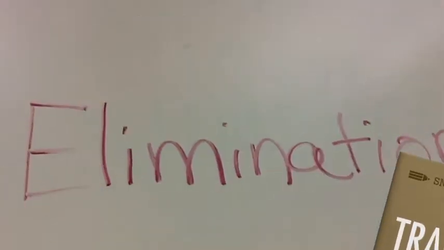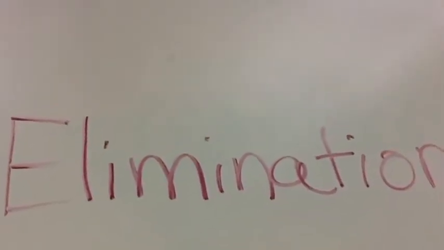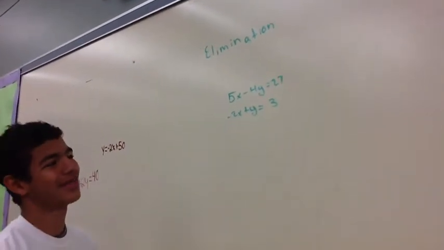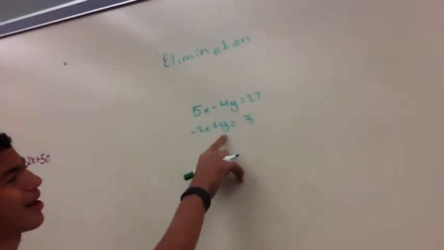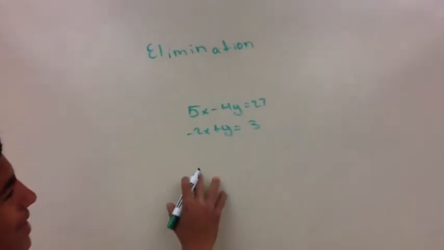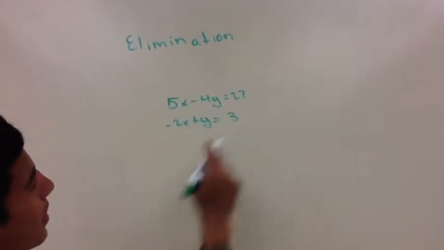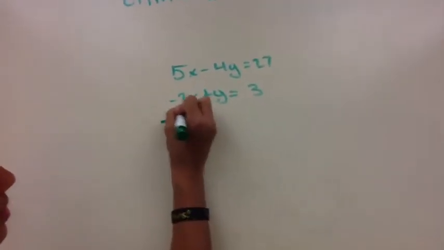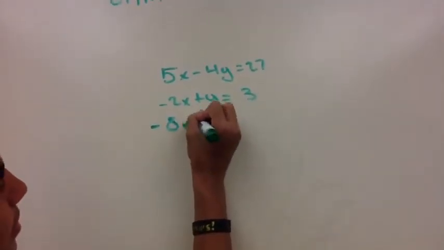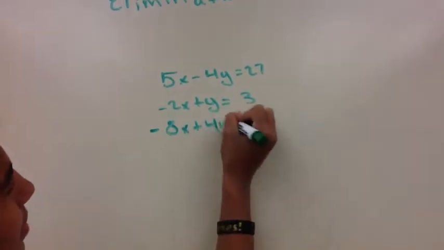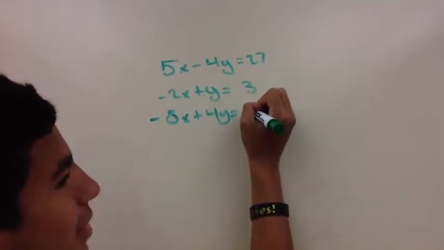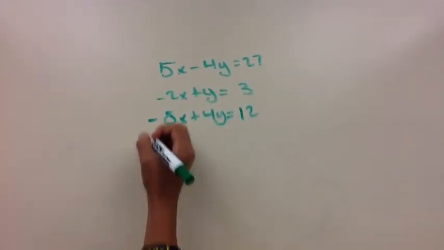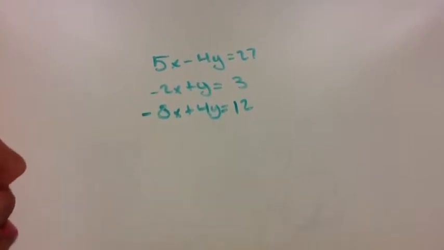Here's, start over. We're going to solve this equation using elimination. So to use elimination, we want the y's to cancel out each other. So in order for that to happen, we're going to multiply the whole equation by 4, so that way the y's are the same value. So that would be 8x. Alright, so now we have negative 8x plus 4y equals 12.